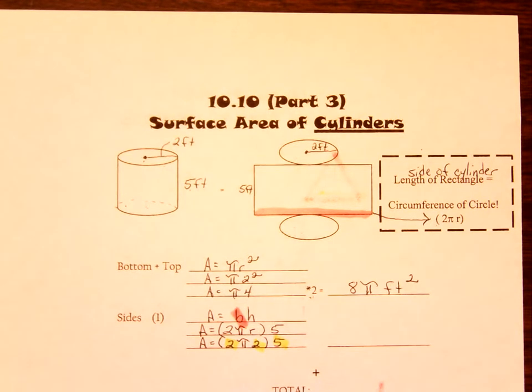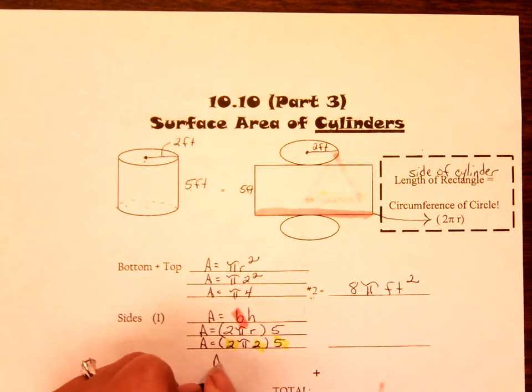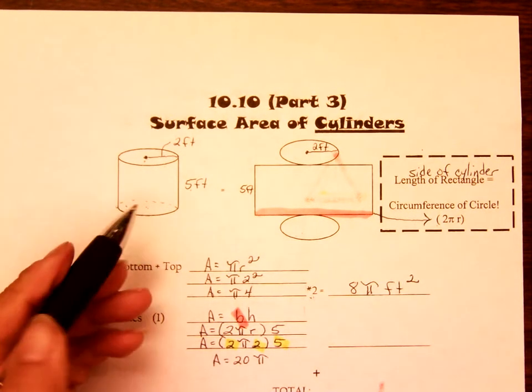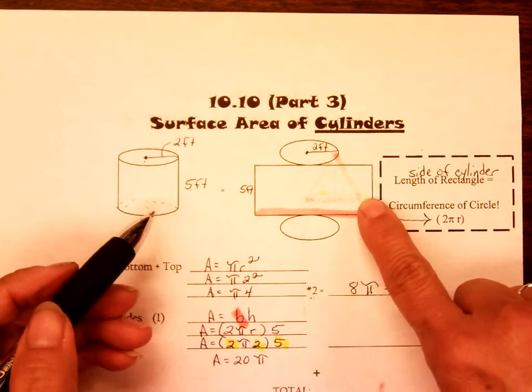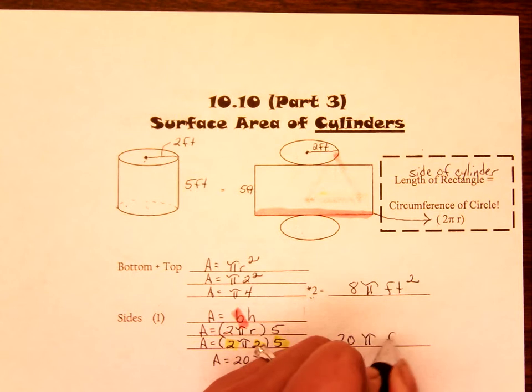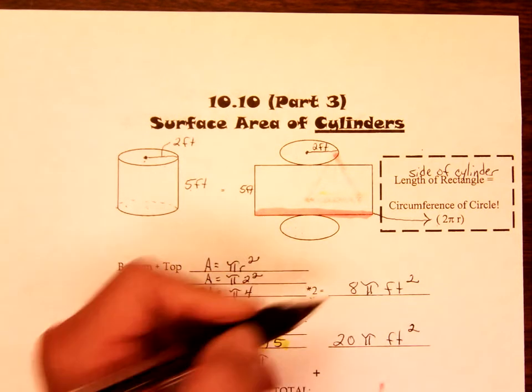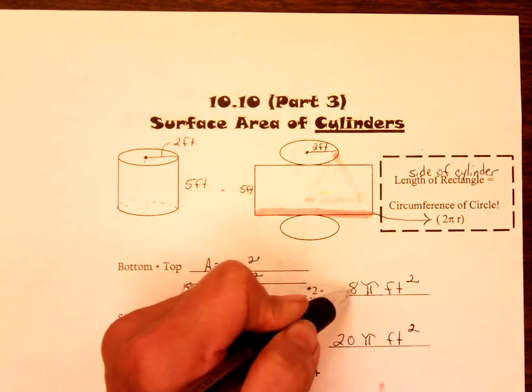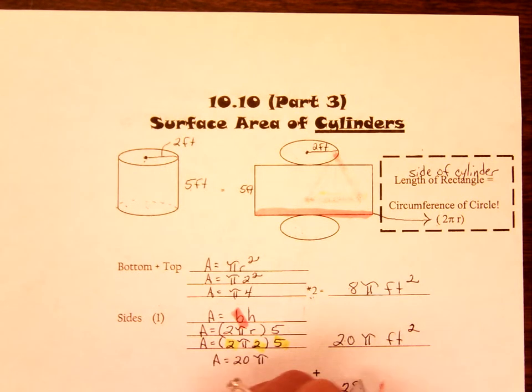So now you're going to multiply your 2, 2, and the 5. 2 times 2 is 4, and 4 times 5 is 20. So A is equal to 20 pi. And you only have one side, one rectangle. So this answer here would be 20 pi feet squared. Add up your numbers. 20 plus 8 is 28 pi feet squared.